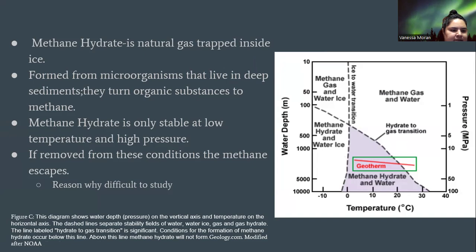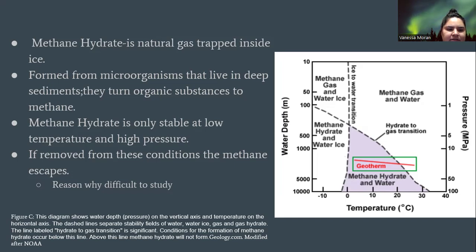If the ice is removed from the temperature and pressure environment, it becomes unstable. This is a reason why methane hydrates are difficult to study. The deposits cannot be drilled or cored for study like other subsurface materials because as they are brought to the surface, the pressure is reduced and the temperature rises. This causes the ice to melt and the methane to escape.